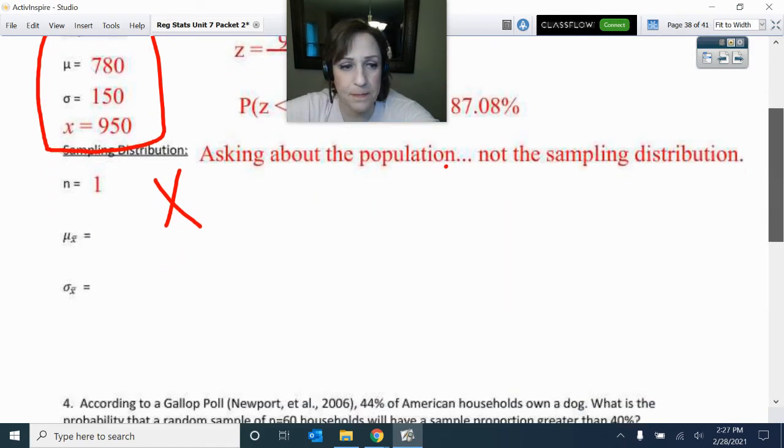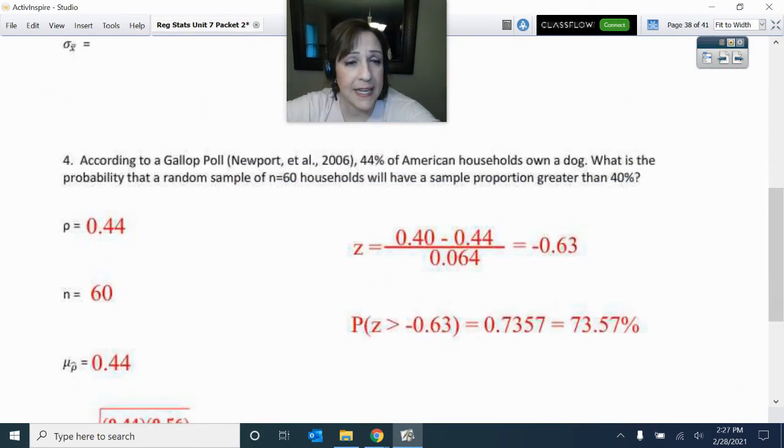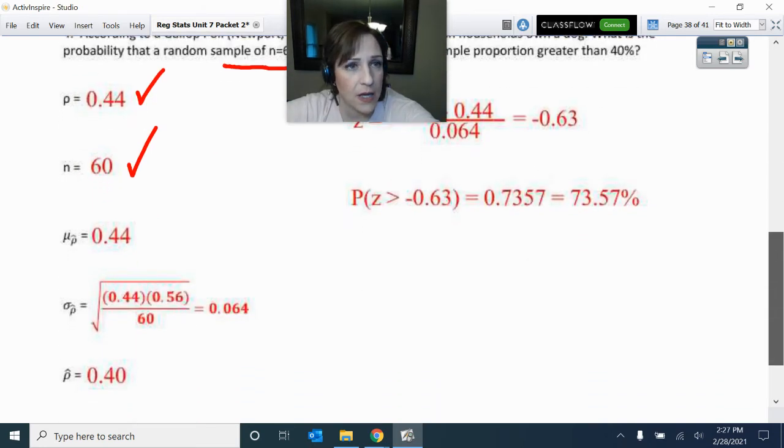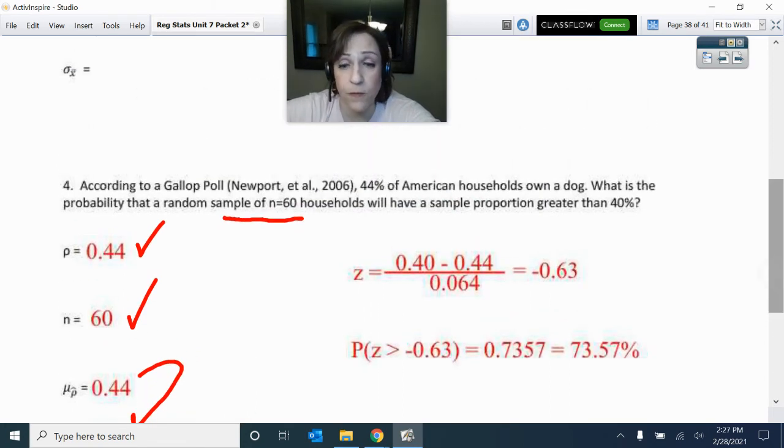Okay, next. Here was a proportion problem where 44% of American households own a dog, and they take a sample of 60. So here was my sample, and we are using this 0.44 in our formula for the standard deviation for proportions. Then we are asking about the p-hat of 0.40.